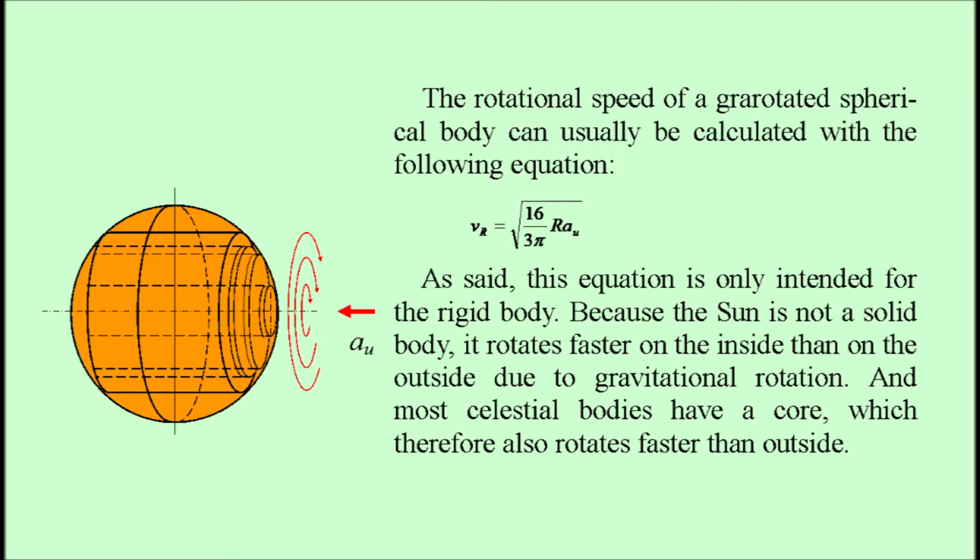The rotational speed of a grarotated spherical body can usually be calculated with the following equation. As said, this equation is only intended for the rigid body. Because the Sun is not a solid body, it rotates faster on the inside than on the outside due to gravitational rotation. And most celestial bodies have a core, which therefore also rotates faster than outside.